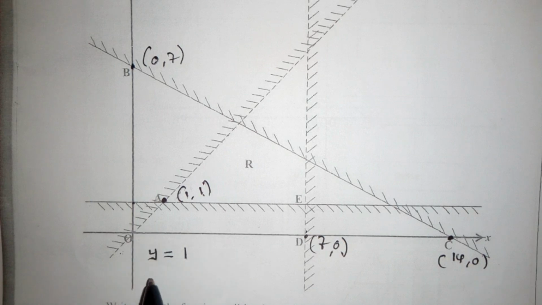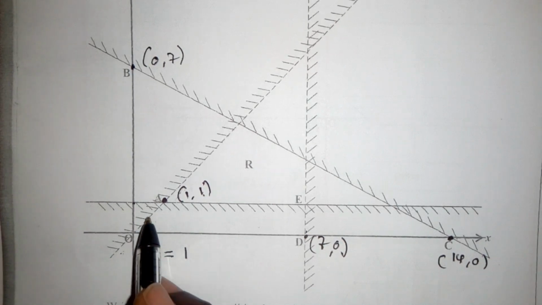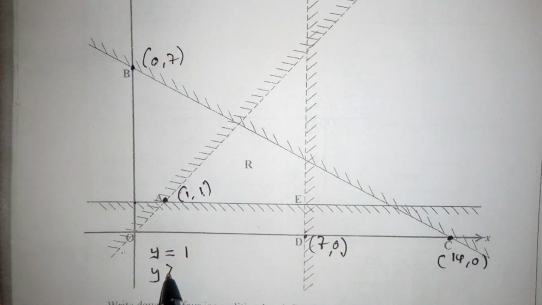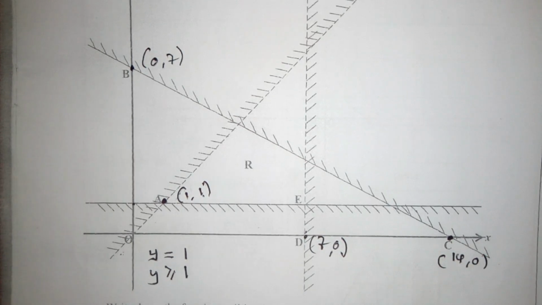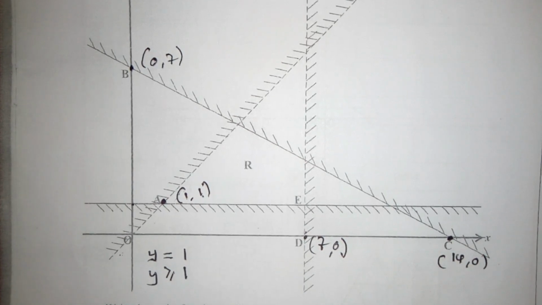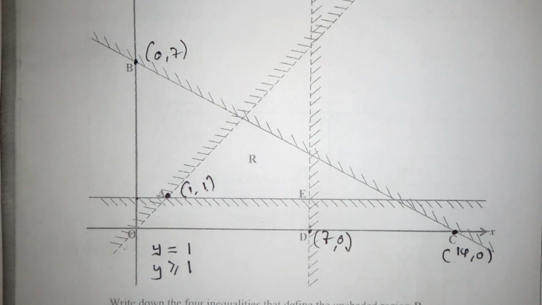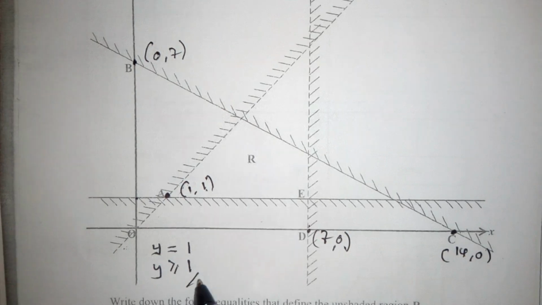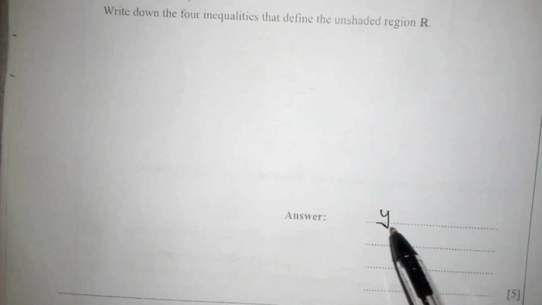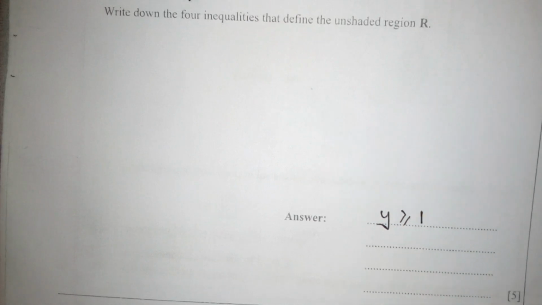So we need to show the inequality. So this will be y is greater or equal to 1. This is how it will look like. This is our first inequality. We'll write it here: y is greater or equal to 1.